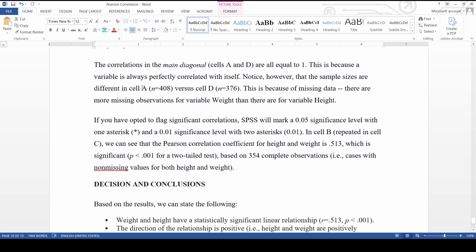Now, this is how your report will come. This is your report, class. And look at this. However, notice that the sample sizes are different in this and this. Do you notice that? This is because of missing data. There are no more missing observations for variable weight than for variable height. On our own side, we have eliminated all from weight. We only have from what? From height. Take note of that.